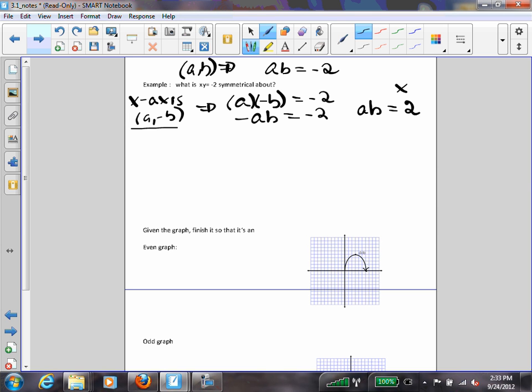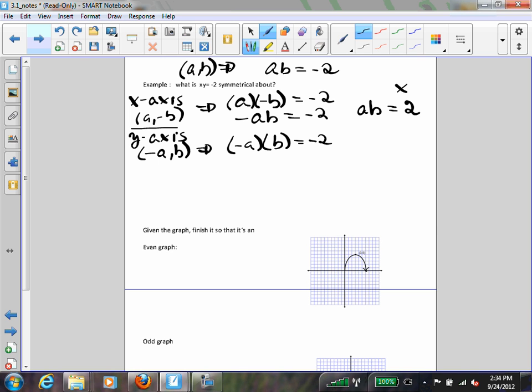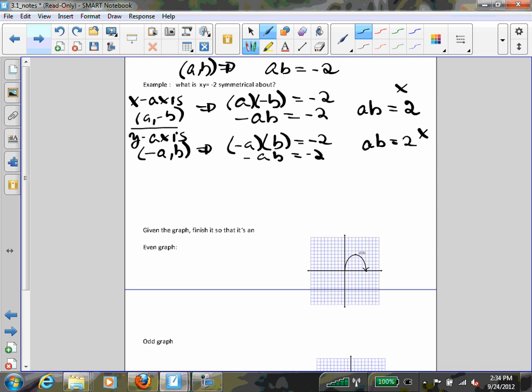What axis? All right, so if we do the y-axis, we're going to do what? (Negative A, positive B). All right, so that's going to be negative A times B equals negative 2. Negative AB equals negative 2. Again, what do I get? AB equals 2. Does that work? Nope. Didn't work first time. Not going to work the second.